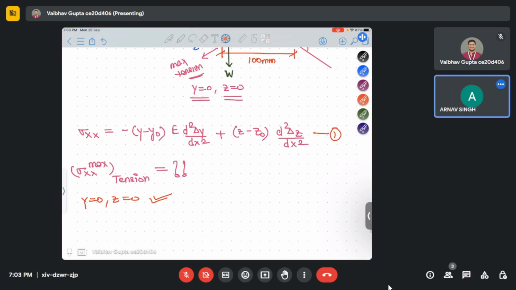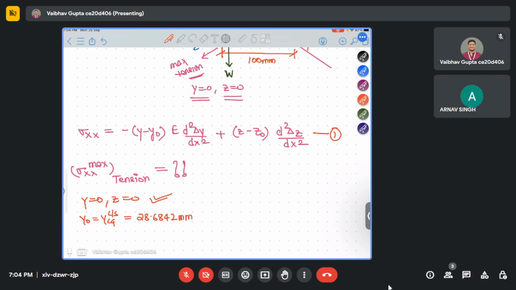Now y naught is nothing but it is CG. Y naught is the CG of cross section, which is 28.6842 mm. Z naught is also CG, which is same. And this value we have already calculated. K1 Wx into (L minus x) by 2. This is also K2 Wx (L minus x) by 2.